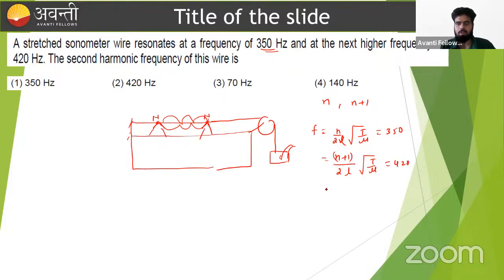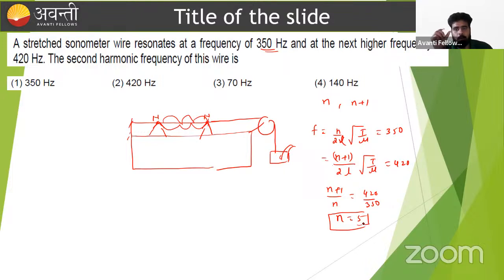If we solve this equation by dividing, n plus 1 divided by n equals 420 upon 350. What is the value of n here? We can easily solve for it. The value of n must be 5 if we solve this. If n equals 5 here, what is the meaning of n equal to 5?